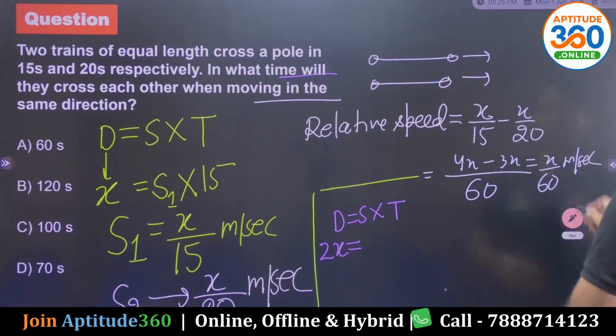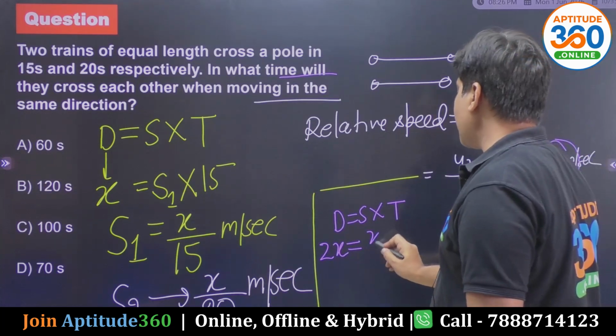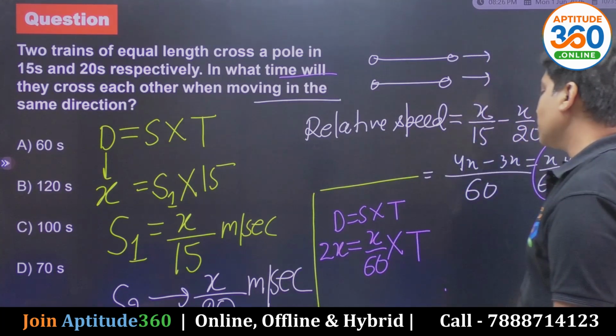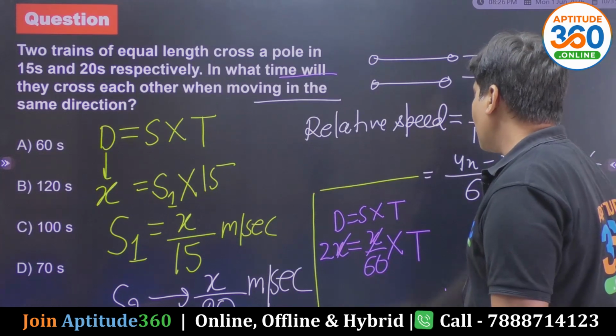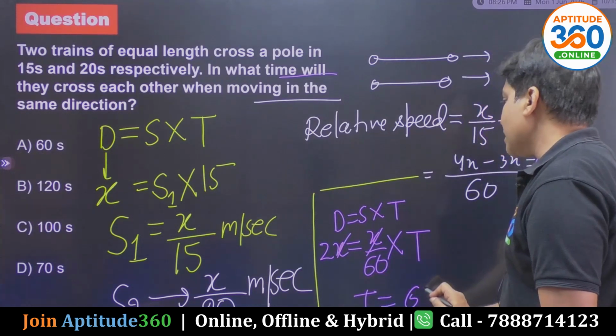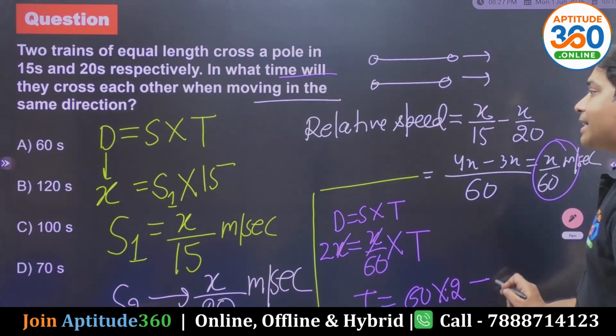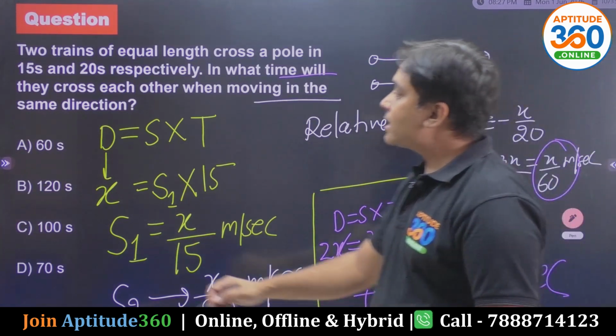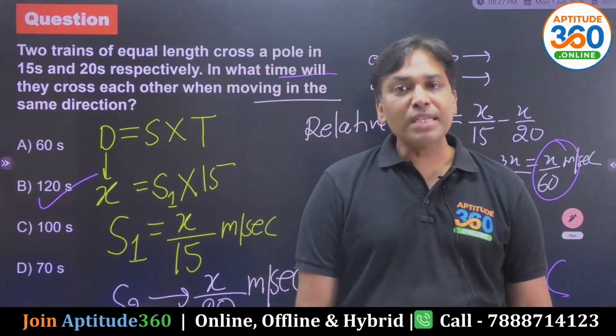The relative speed that we have found out is x upon 60, right? And then time you need to find out. So x and x are gone. So time is coming out as what? 60 into 2, and that certainly is 120 seconds, right? Which option is the right option out here? Option number B is the right option.